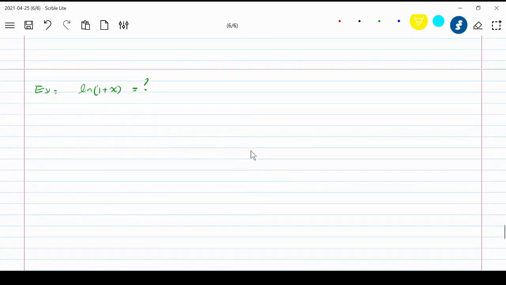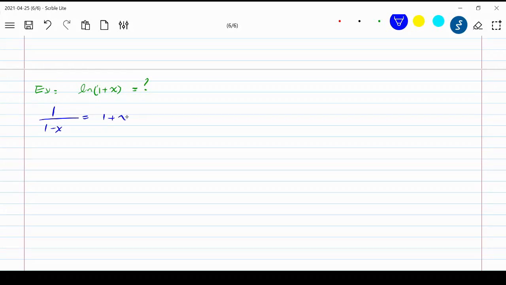Okay, how about this one? The ln of 1 plus x. How can we find the expression of this in terms of a power series? Again, we know only 1 over 1 minus x. After a while, you should know that you can write other formats of it.